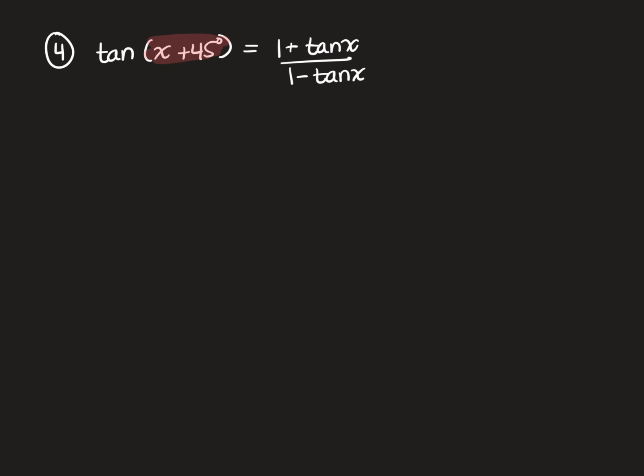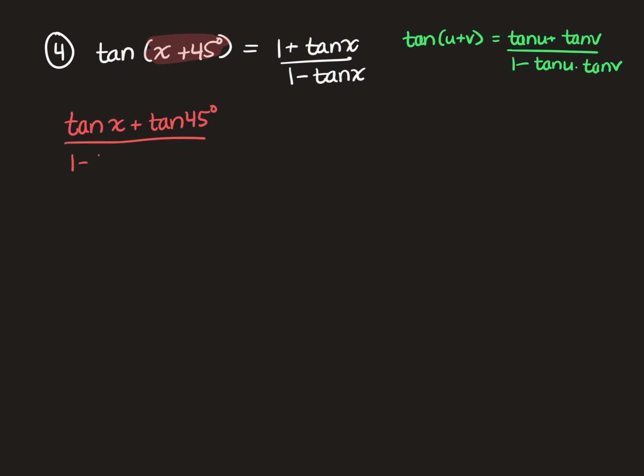And you look into your sum and difference formulas and you find your tangent of u plus v. And I've written that here in the green. What we have to recognize is that we're going to replace all of the u's in that formula with x and all of the v's in that formula with 45. So when I rewrite that, I'm going to get tangent of x plus tangent of 45 over 1 minus tangent of x times tangent of 45. And again, I'm trying to show that this is equal to 1 plus tangent of x over 1 minus tangent of x.